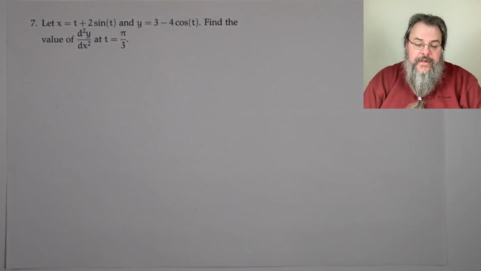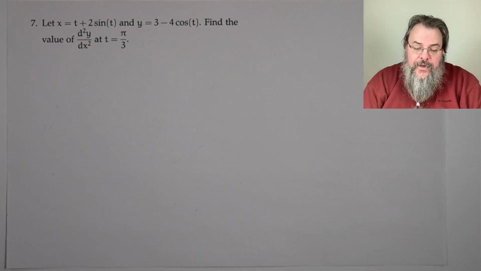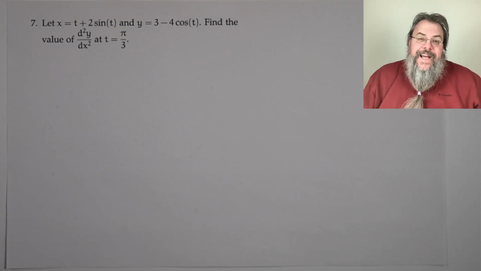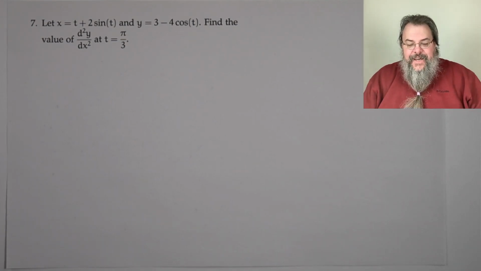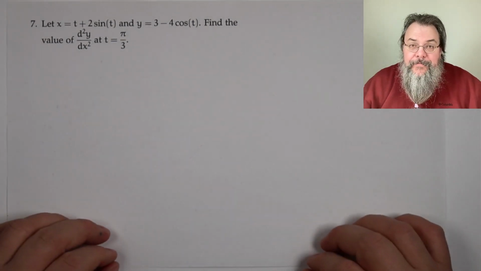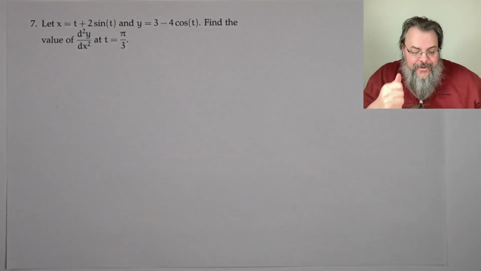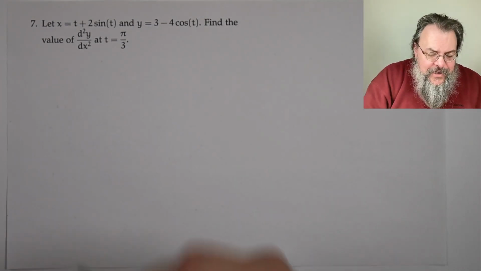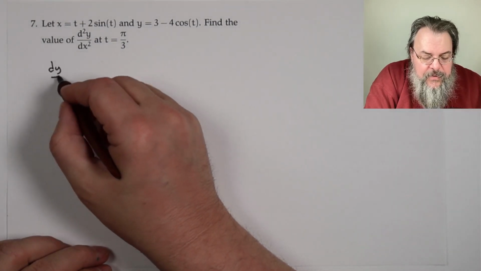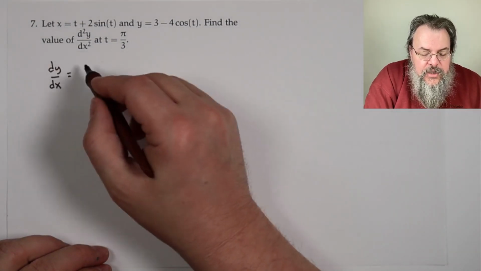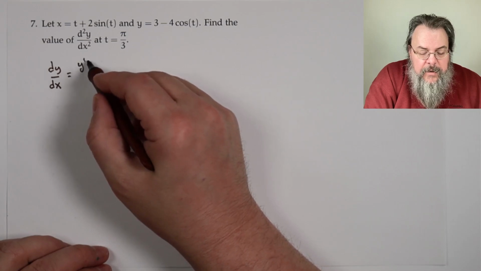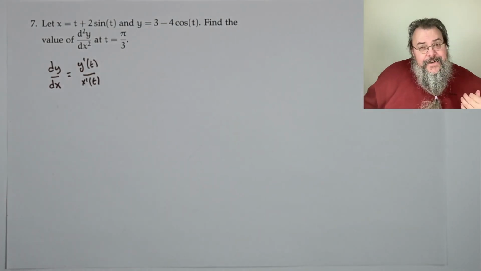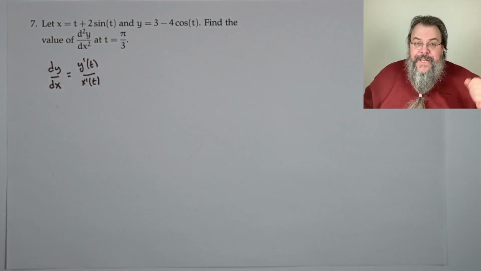Let x equal t plus 2 sine t, and y equal 3 minus 4 cosine t. Find the value of the second derivative of y with respect to x at time pi over 3. Now, when we found the first derivative, let's remind ourselves of that, just in case we forgot. We say that when we find the first derivative, it's change in y over change in x, so it's y prime of t over x prime of t. And you're like, oh, okay, so for the second derivative, is it y double prime over x double prime? No.